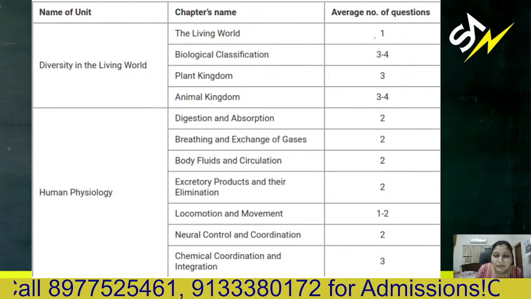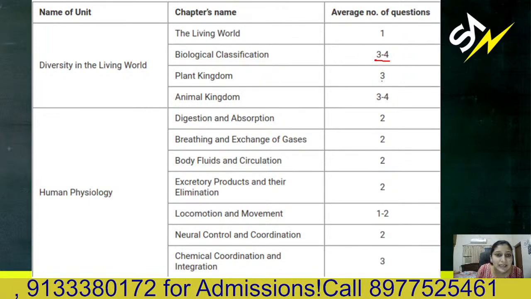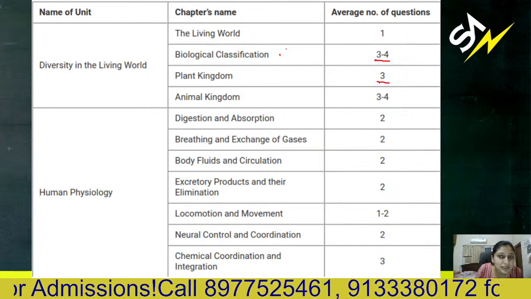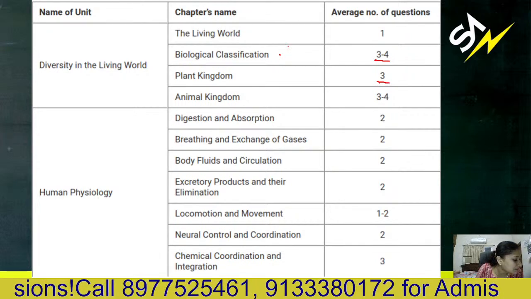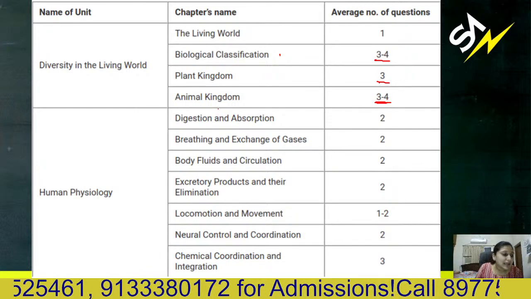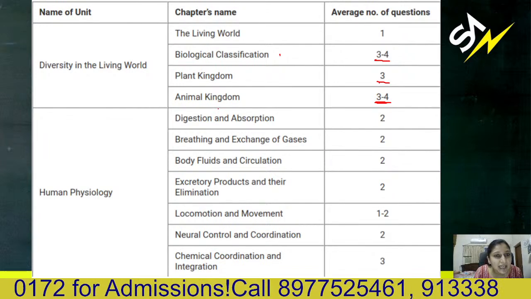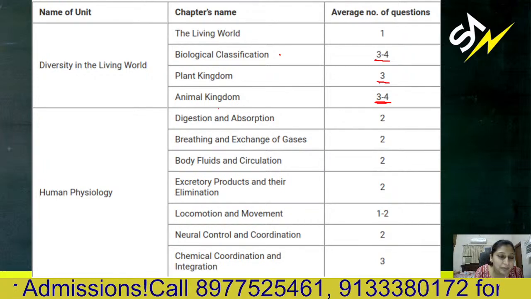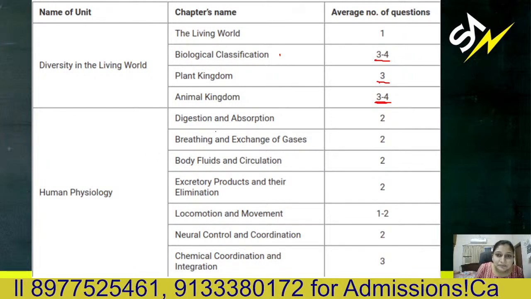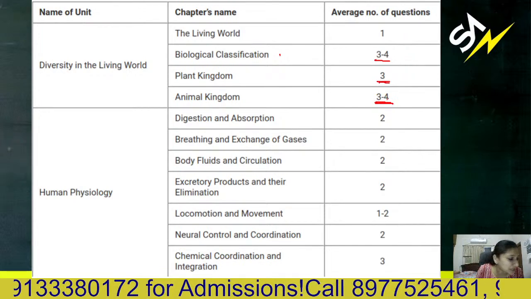So you can see here, living world 1 question, biological classification 3 to 4 questions, plant kingdom 3 questions. This is also a short and sweet chapter and still you will get 3 to 4 questions from it. Animal kingdom 3 to 4 questions. Guys, I'll be teaching you complete biology. I can teach botany as well as zoology, so don't worry about any part of it. Plant kingdom 3 questions, animal kingdom 3 to 4 questions.